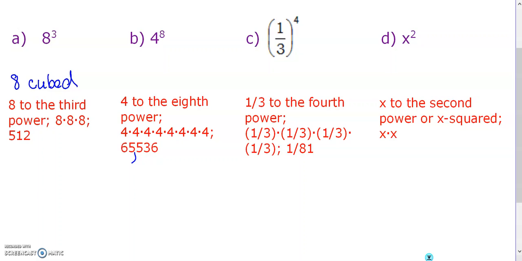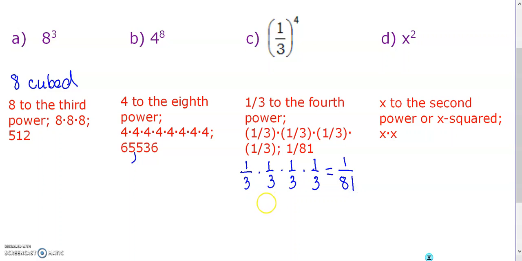For letter C, this is 1/3 to the power of 4, or 1/3 to the 4th power. And we would write that as 1/3 times 1/3 times 1/3 times 1/3. I'm going to rewrite it a little bit differently, just side by side like this. And just to review working with fractions, when we multiply fractions, we multiply straight across the numerator, so straight across the top. 1 times 1 times 1 times 1 is 1. And then I'm going to multiply straight across the bottom. 3 times 3 times 3 times 3. So 3 times 3 is 9, times 3 is 27, times 3 again gives you 81.